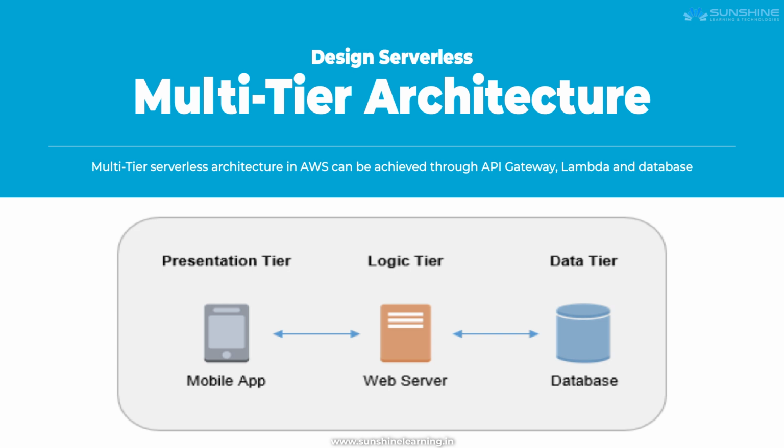The web server or the logic tier would be replaced by the cloud function, where the actual code would be running. And in the data tier, there will be the database. Database could be anything. It could be DynamoDB also. It could be RDS, ElastiCache, based on the requirement. So that is an example of a multi-tier serverless architecture, which can also be created in the non-default virtual private cloud as well.